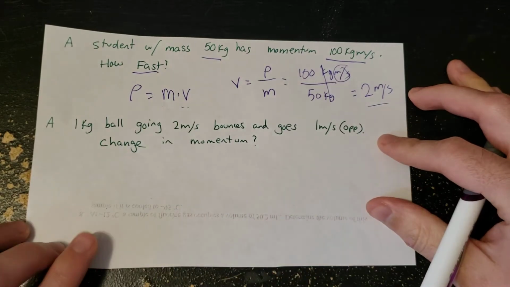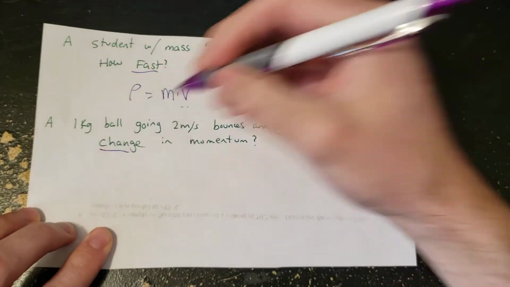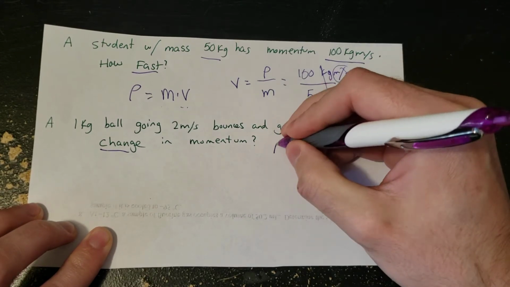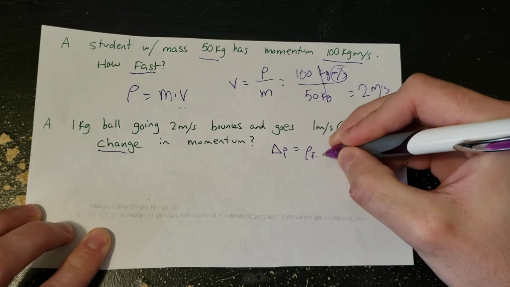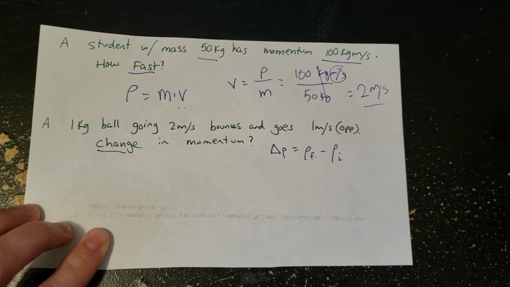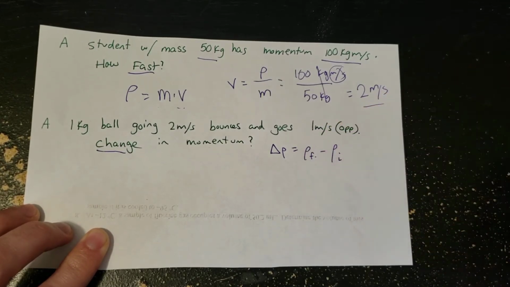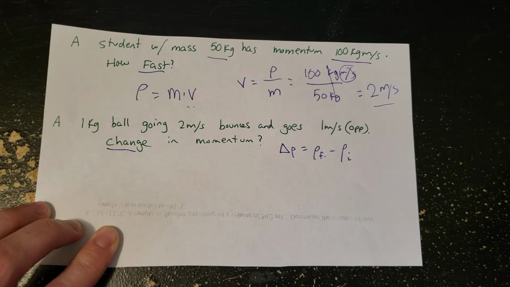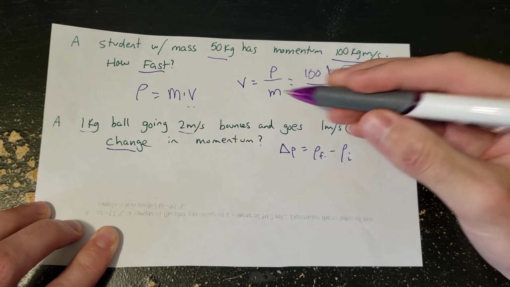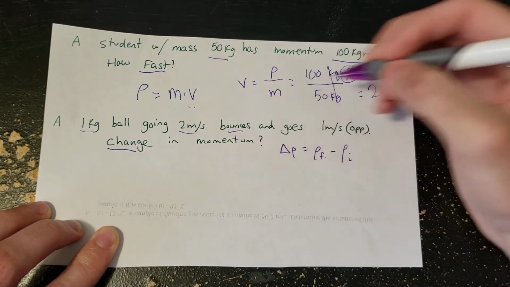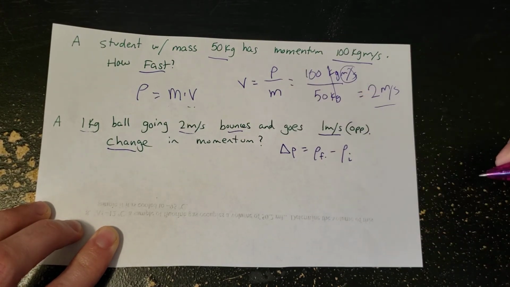In our next one, we're going to talk about something a little different. We're going to talk about change in momentum. So anytime we're talking about change, we're talking about final minus initial. So we just need to figure out the before and after momentum and subtract them. So here we have a 1 kilogram ball that's going 2 meters per second. That's the initial conditions. It bounces off a wall and it's going 1 meter per second afterward.